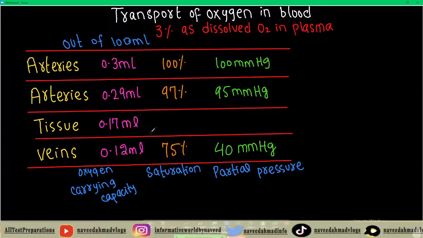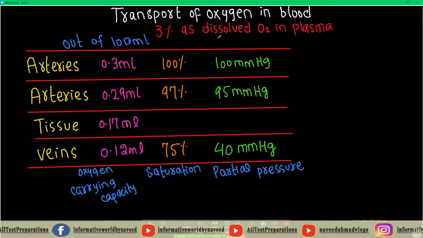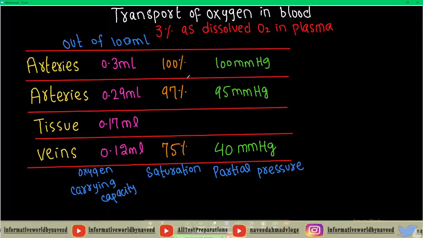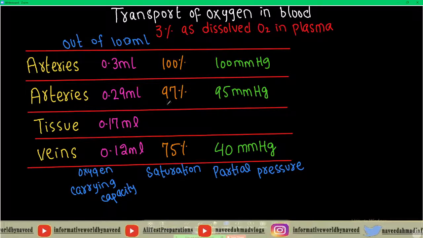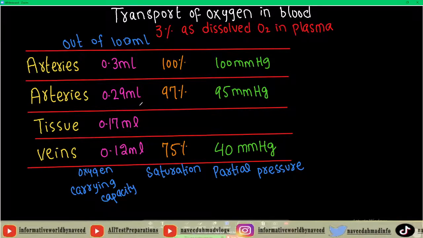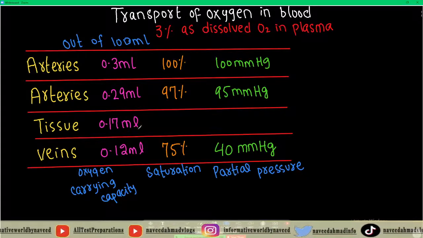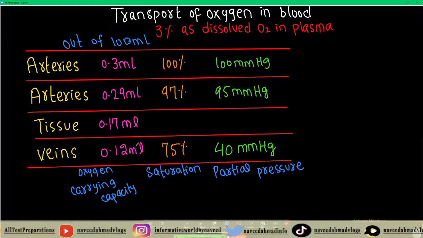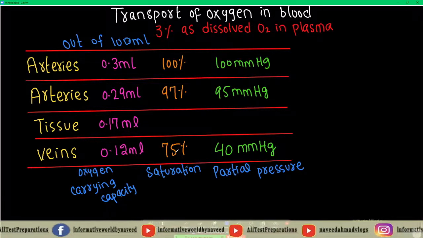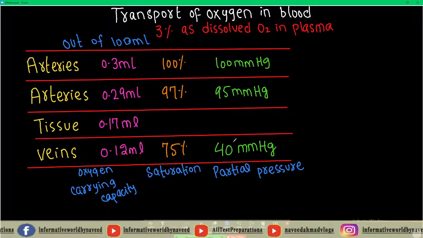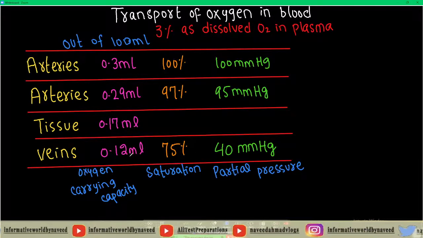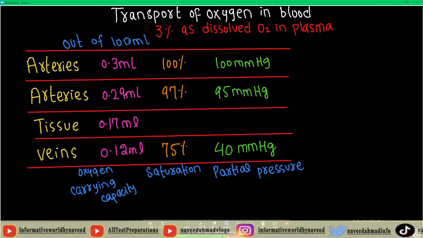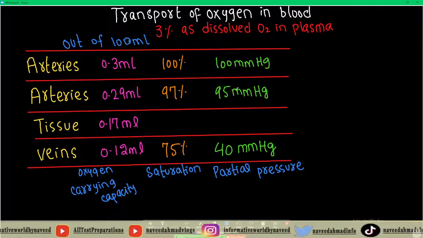So these calculations are all for oxygen transported as dissolved oxygen in the plasma. This is the dissolved form calculation, and you must remember it, because in MCQs it is also asked what the oxygen carrying capacity in arteries is, and what the oxygen carrying capacity of veins is, when oxygen is transported in dissolved form in plasma. They can also ask what the saturation and partial pressure are when 0.12 ml of oxygen is transported in the blood, or when the oxygen carrying capacity is 0.29 ml.